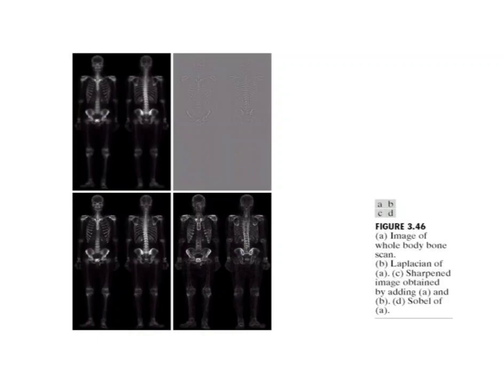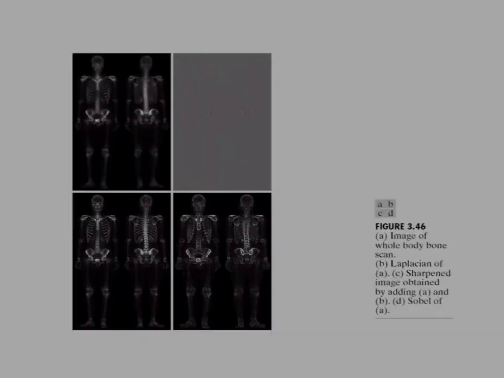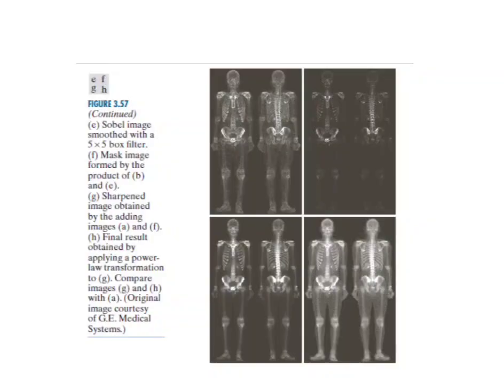The product of the Laplacian and the smooth gradient image is shown in figure F. Note the dominance of the strong edges and the relative lack of visible noise, which is the key objective behind masking the Laplacian with the smooth gradient image.